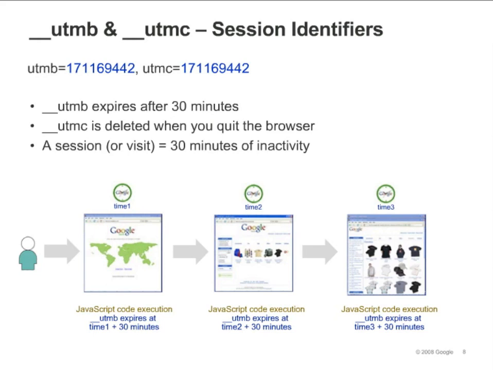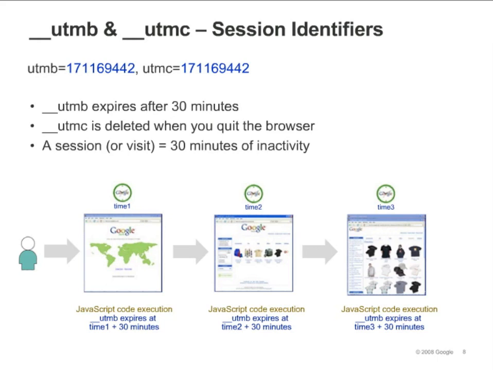Let's review what you know about a session or visit in Google Analytics. First, note that the terms session and visit are used interchangeably. A session is defined by 30 minutes of inactivity, or if a visitor quits the browser. Each time the visitor navigates to a new page and the JavaScript in the Google Analytics tracking code is executed, the UTMB cookie is refreshed and set to expire in 30 minutes. This is how a session can be 2 hours long. As long as the visitor remains active on the site, the session remains active.